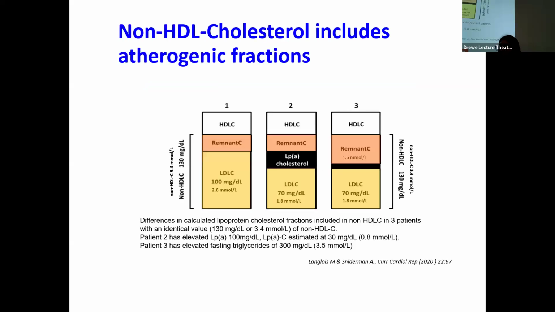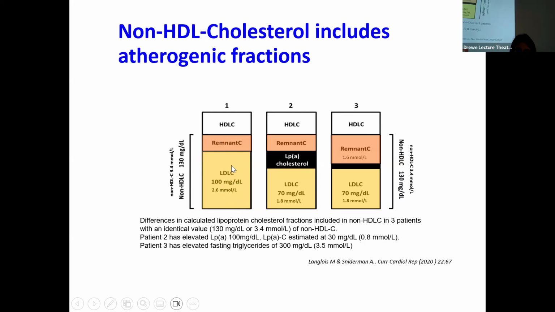Okay, so those are the main lipid parameters that we look at in the lab. What I want to show you here is that actually, the total cholesterol doesn't give you the full picture. So these are 3 different patients, 1, 2, and 3. They've all got the same amount of total cholesterol, the same amount of HDL cholesterol, but the rest of their cholesterol is made up very differently.